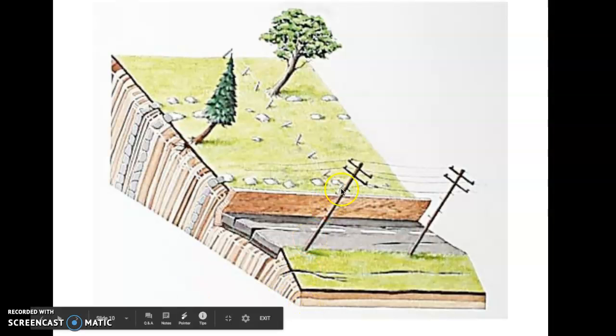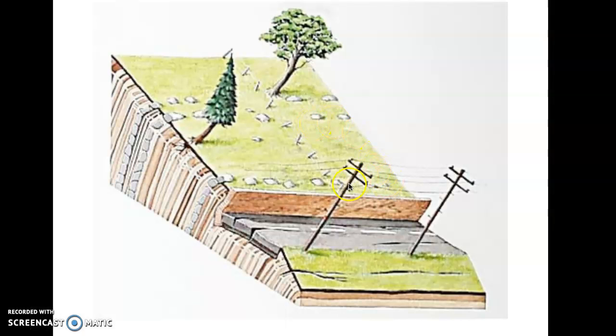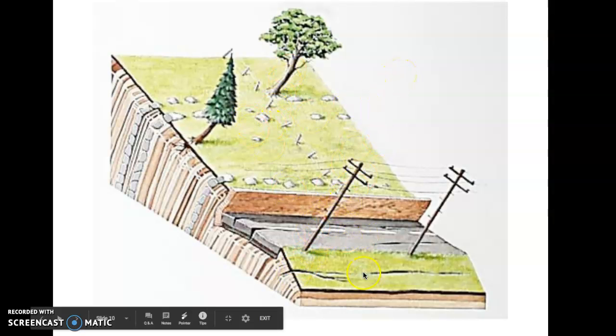Here's a diagram of what a creep might look like. Again, they're very hard to identify at first because they're so slow, but eventually over time we're going to get this sideways leaning of our fixed in place structures like trees and light posts and even fence posts right here.